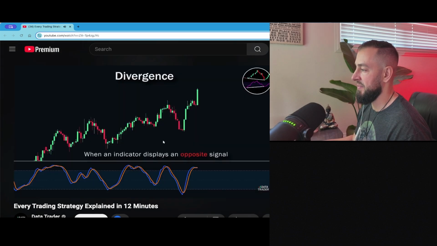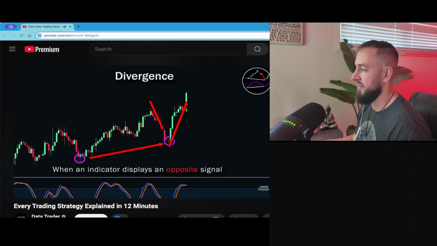Divergences. Divergences occur when an indicator displays an opposite signal of the real price movement. When this happens, it is usually a sign that the trend might reverse. Divergences could occur in many indicators.